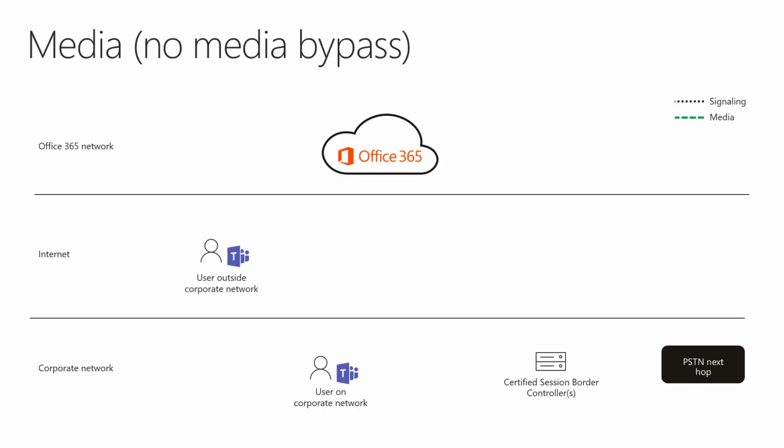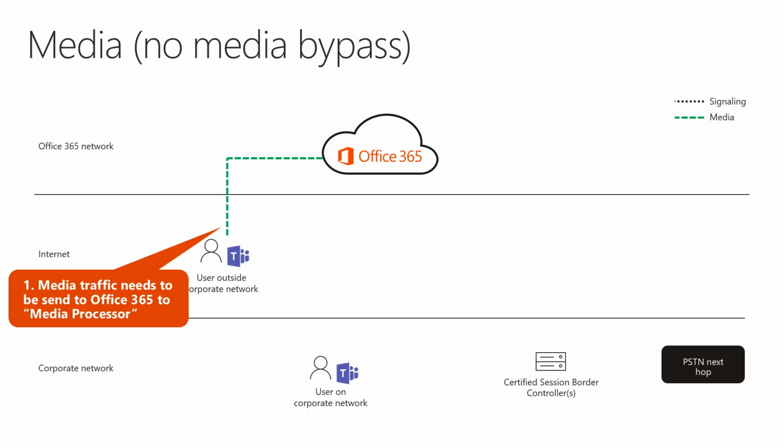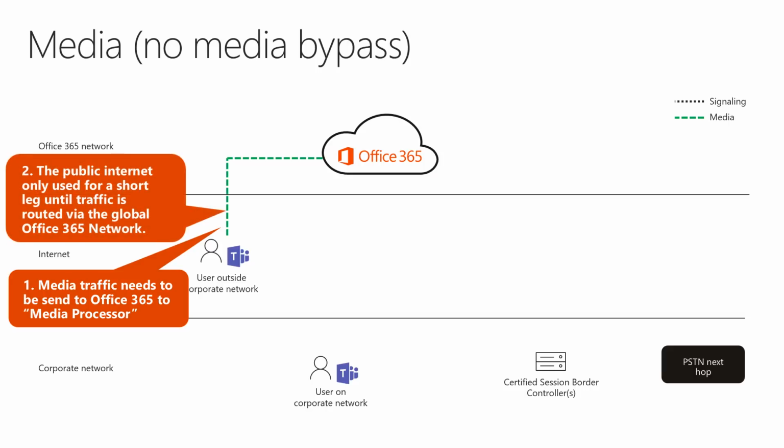Just as in the previous diagram, we have our three networks and we have our internal user and our external user. So the internet user sends all the media to Office 365, to a component that's called the media processor. Please note that this traffic is not sent over the public internet. Well, at least most of it is not.